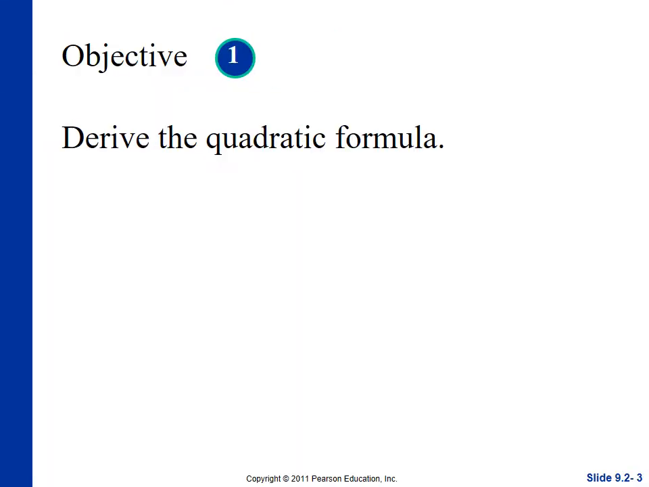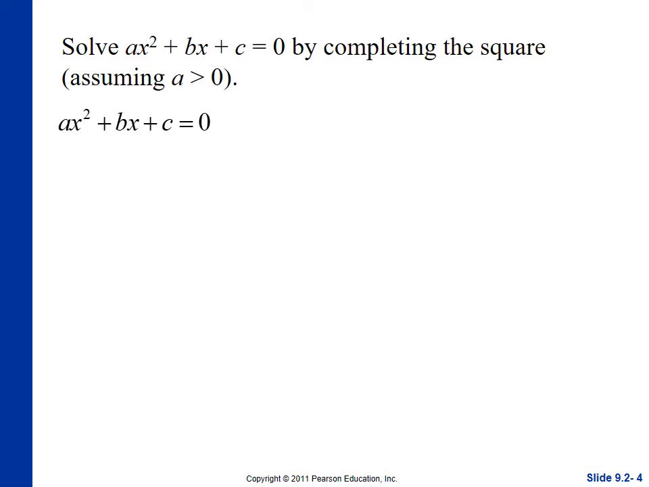Okay, so objective 1, derive the quadratic formula. How did they figure this out? Well, they took ax squared plus bx plus c equals 0, and they were completing the square. First of all, we've got to get rid of a with x squared. So we're going to divide each of the other coefficients, b and c, by a.